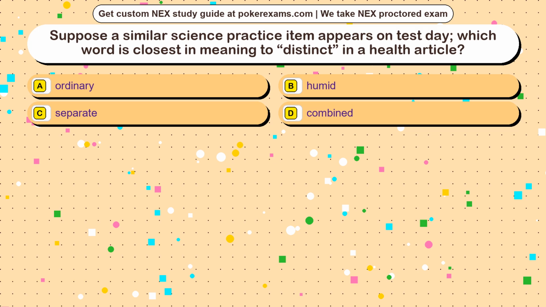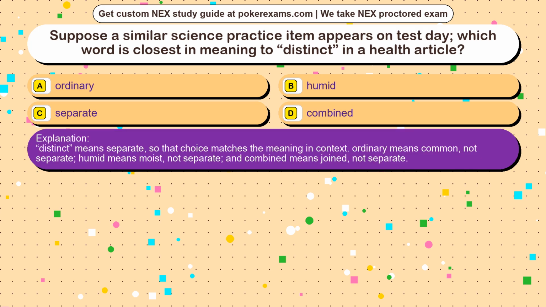The correct answer is option C. Distinct means separate, so that choice matches the meaning in context. Ordinary means common, not separate. Humid means moist, not separate. And combined means joined, not separate.